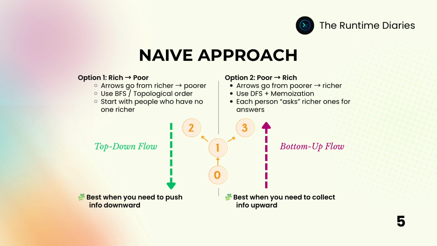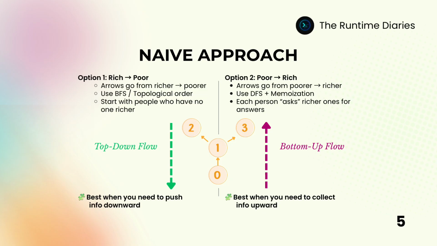Once you recognize it's a graph, there are two natural directions you can think in. Option 1, rich to poor. This means the arrows go from richer to poorer. You'd use a BFS or topological order starting with people who have no one richer. That's good when you're pushing information downward.